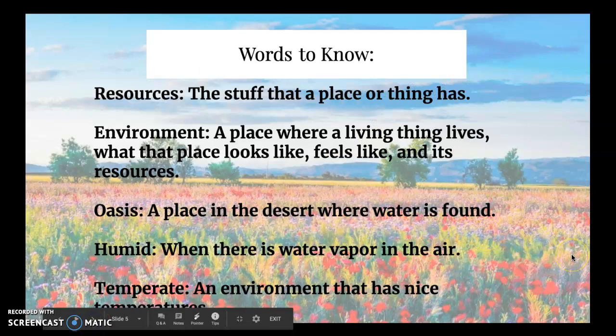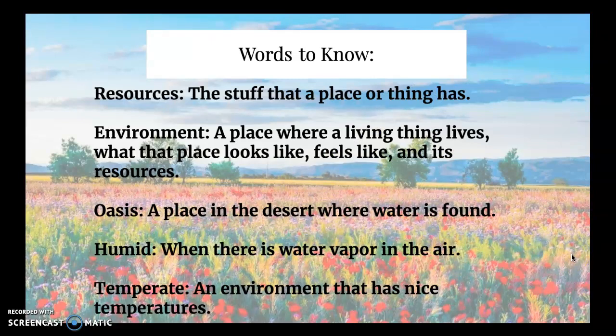Okay, so words to know. A resource or resources is kind of the stuff that a place or a thing has. The resources are the different kind of things that are available. So if I was in an ecosystem or an environment that had a lot of water, one of my resources would be water. If I was in a forest, one of my resources would be lots of wood, so I could build a fire and keep myself warm.